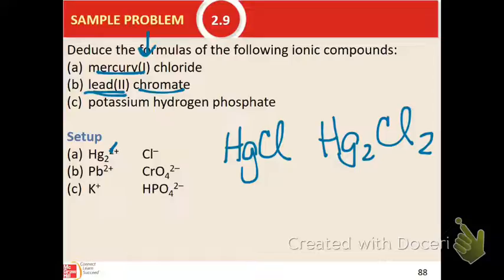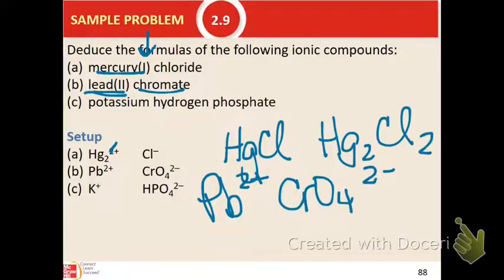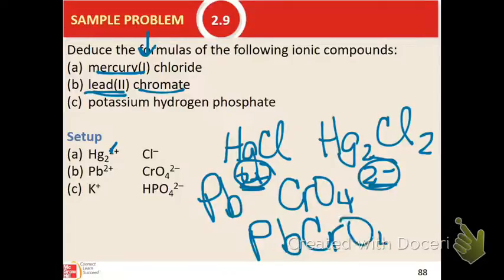And then this one here, lead 2, and then here's chromate. Now chromate is one of the polyatomics, but it's not one of the polyatomics that I asked you to learn, so you can always look them up, and they are in your textbook on page 62. Chromate is CrO4, and it has a -2 charge. Here's Pb, and it has a +2 charge, and CrO4 has a -2 charge. Since you have 2 of each, this one has a +2 and this one has a -2, it's already going to balance out. They already add to be 0, so you don't have to crisscross those. Your formula is just going to be PbCrO4. This is lead 2 chromate.